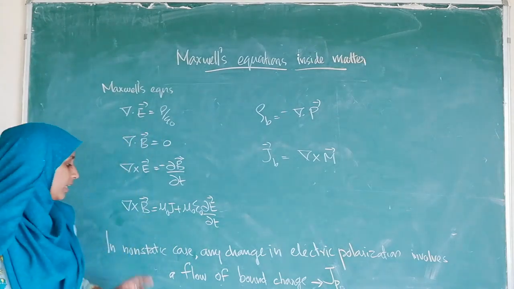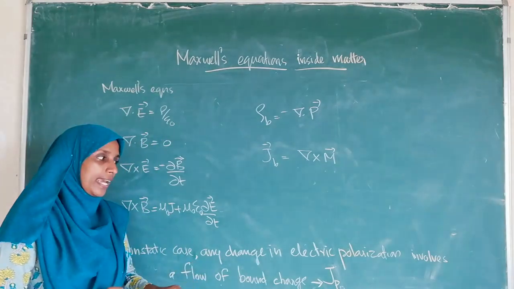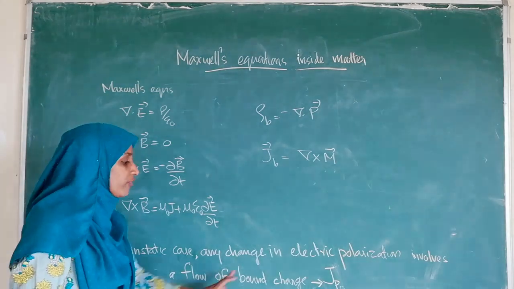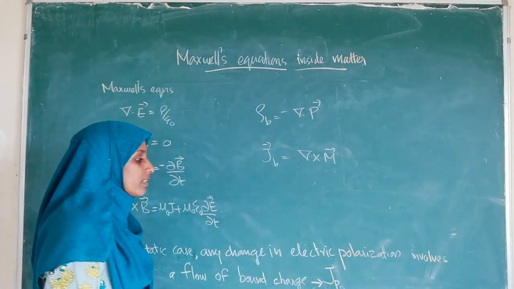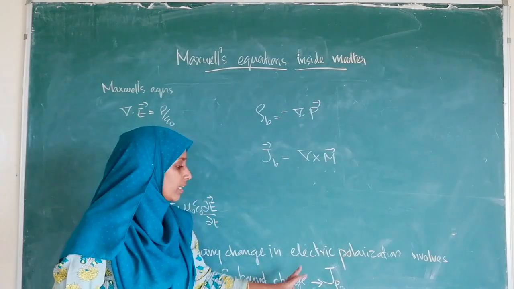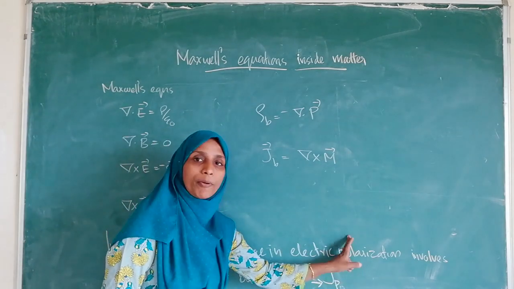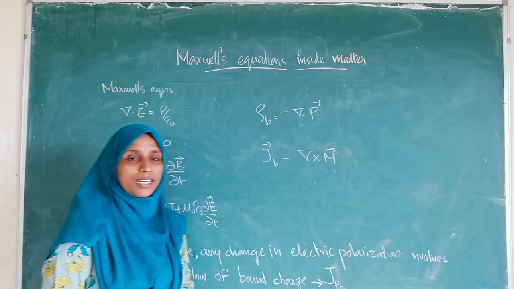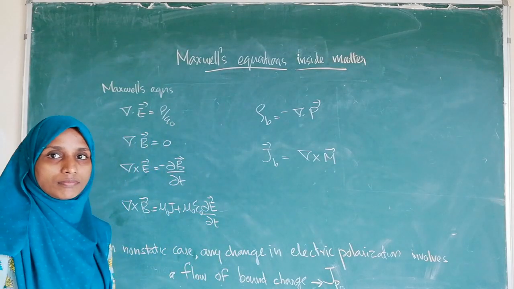And also, in the non-static case, any change in electric polarization involves a flow of bound charges, which is JP. That is the bound current due to polarization. This also affects the total current in that material.